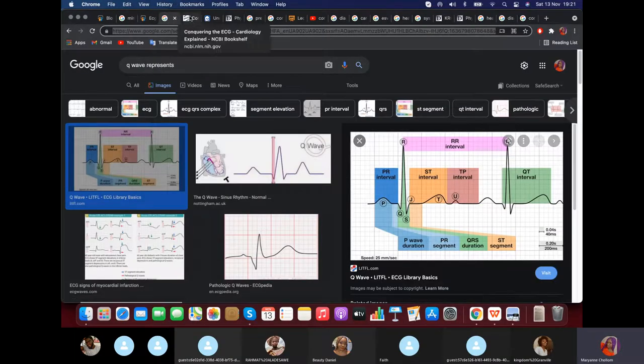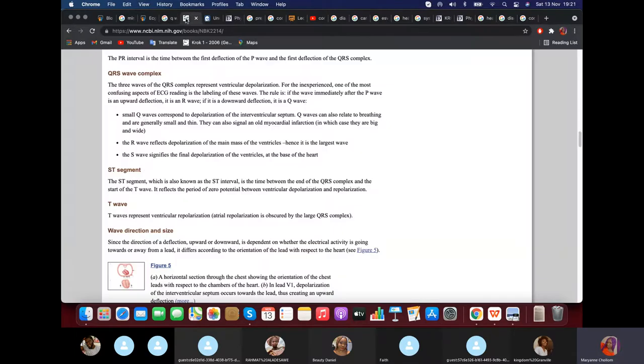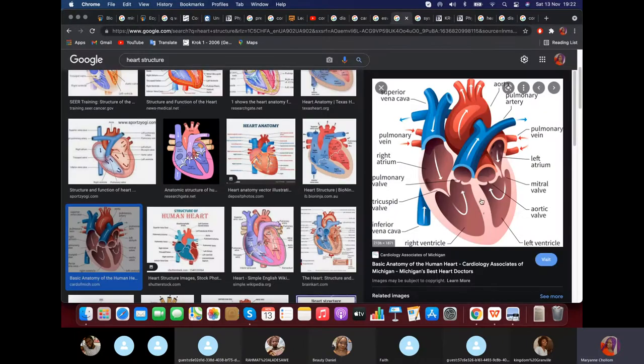What do you need to know? Why am I stressing this? You also need to know this. The QRS is also broken down into individual parts. Why is it different? The Q wave actually corresponds to the depolarization of the interventricular septum. So here, your interventricular septum actually depolarizes first.